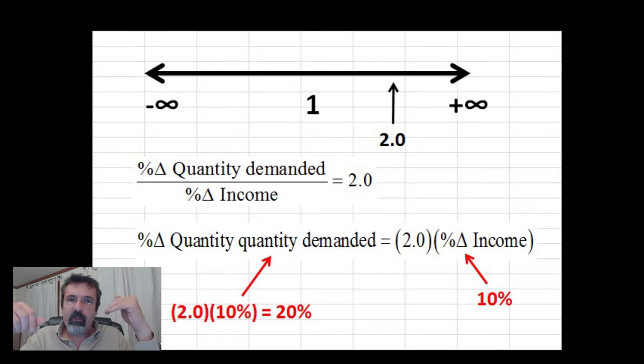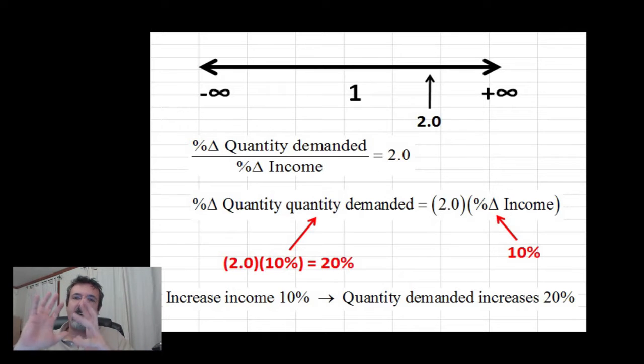What this means is, if your income increases by 10%, the quantity demanded will go up by 20%. Now, stop and think about that for a moment. Your income has gone up by 10%, but your quantity demanded has gone up by twice that, has gone up by 20%.